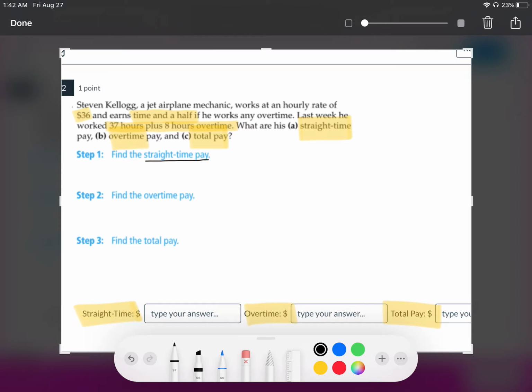Straight time is your hours times your pay rate, your regular. So regularly, Steven gets paid $36 per hour.